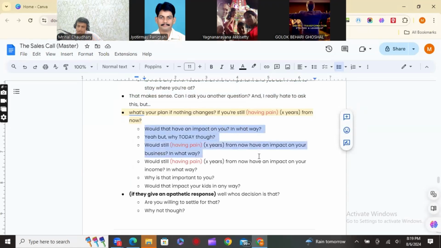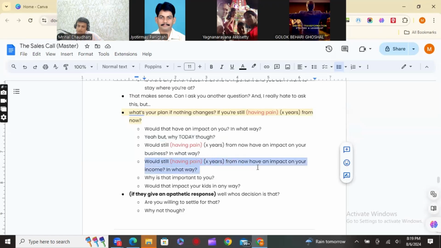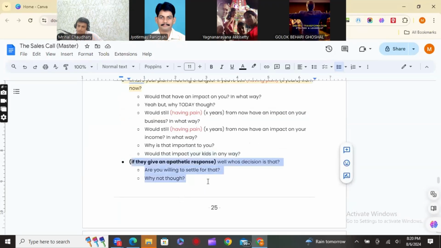Then you will go deeper. What impact would still having this pain X years from now have on your business? In what way? Then again you will ask, what impact would having this pain X years from now have on your income? In what way? What impact on your family, what impact on your kids? So you go deeper into that. You are intensifying their pain. If you get an apathetic response, then what will you do?